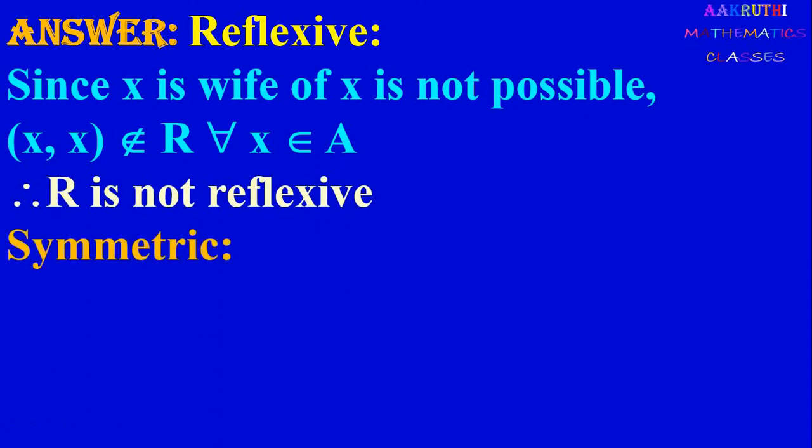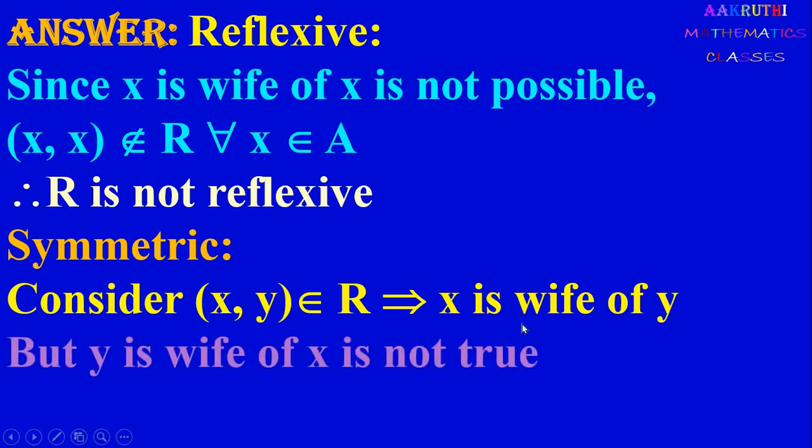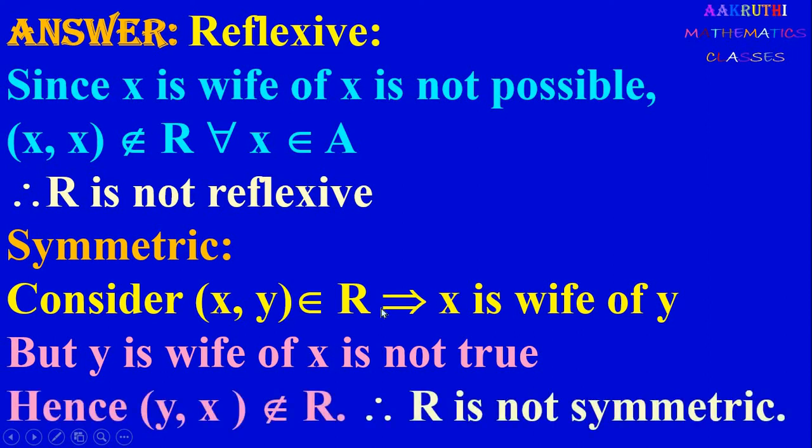Next, is it symmetric? We consider (x, y) belongs to R, then x is wife of y. Then y is wife of x is not possible. Suppose you consider Aishwarya Rai is wife of Abhishek Bachchan, but Abhishek Bachchan is wife of Aishwarya Rai is not true. So if (x, y) belongs to R, then (y, x) does not belong to R. Therefore this relation is not symmetric.